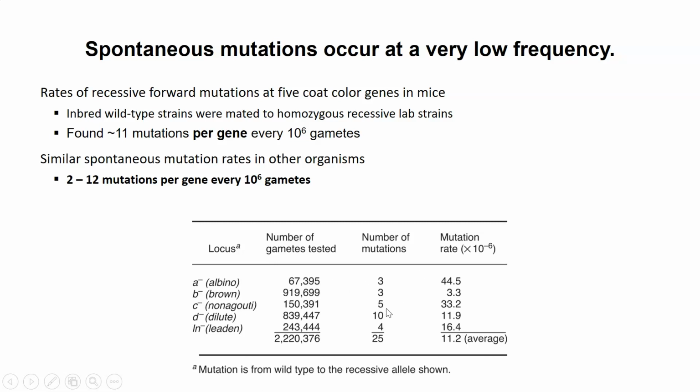And what they found was the spontaneous mutation rate, there was no mutagen exposure involved here, averaged about 11 mutations per 1 million gametes, or individual offspring. And that's per gene. So 11 mutations per million gametes for a given gene. In this case, a gene involved in coat color of the mouse. So that's a pretty low level, pretty rare frequency.